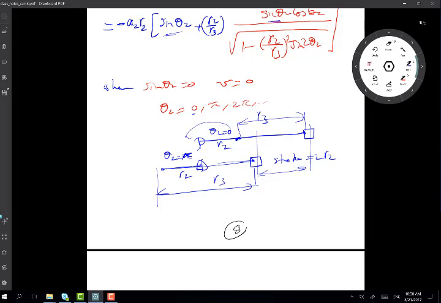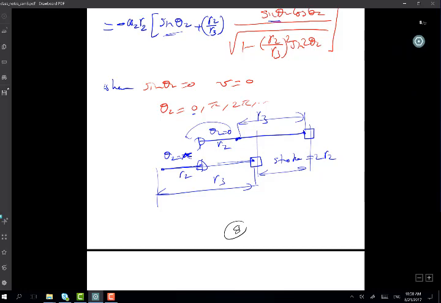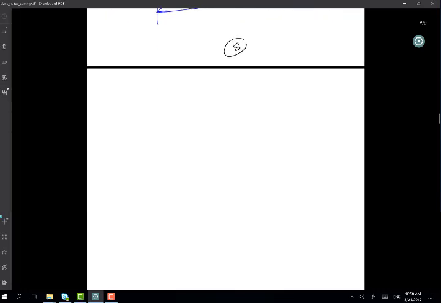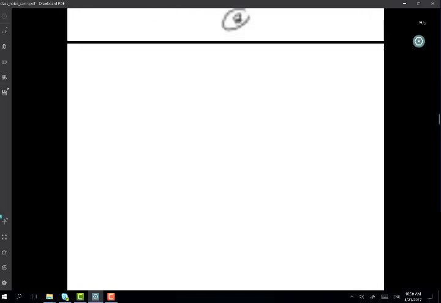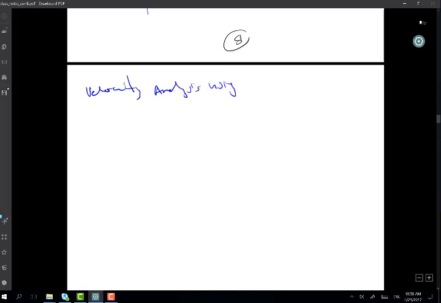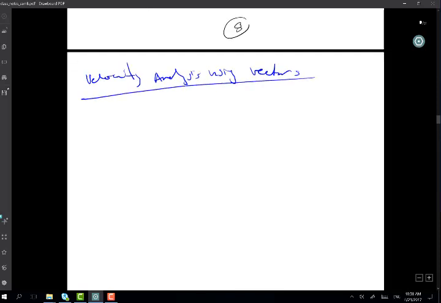Now, the other method to do the velocity analysis, where the linkage doesn't lend itself to easy equations which you can differentiate, is to use the vector methods, by differentiating the vectors of the loop closure equation. So here, velocity analysis using vectors. We're really differentiating the loop closure equation more than anything.